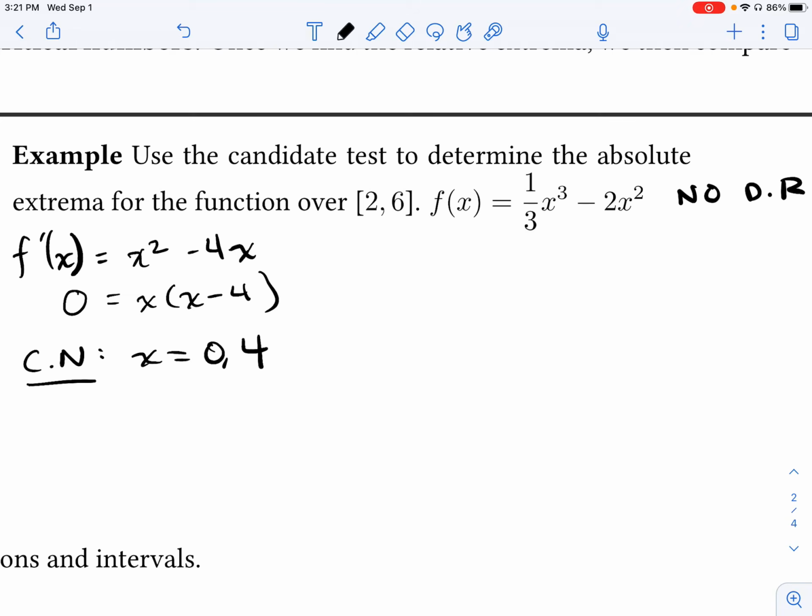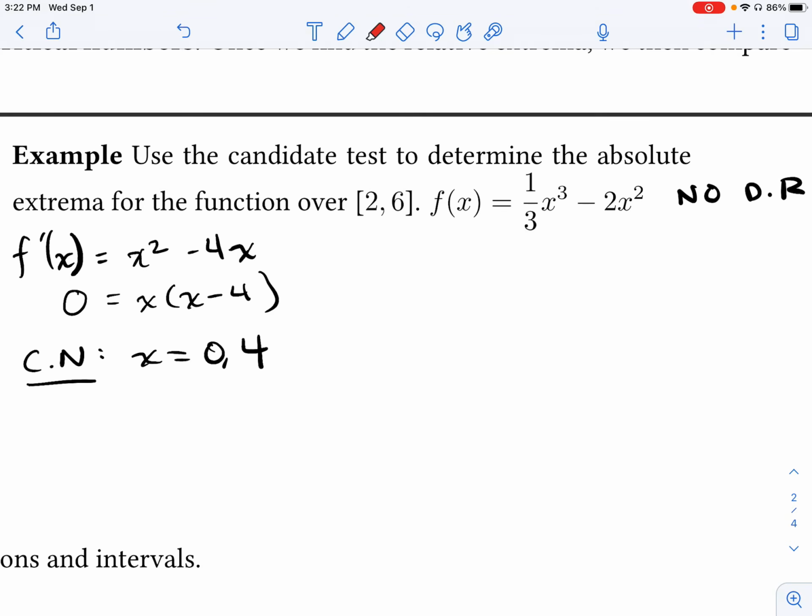Then I would look at any possible places where my derivative is undefined. And again, just like I mentioned earlier with the original function, I've got a polynomial function as my derivative. Its domain is all real numbers. So there's no value of x that would ever cause this to be undefined.